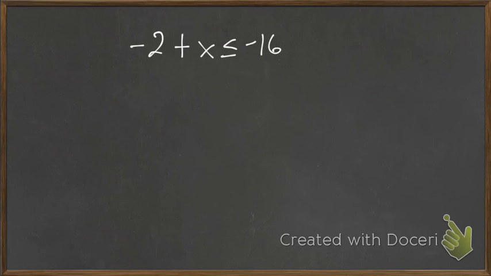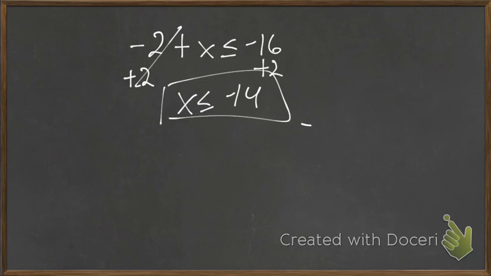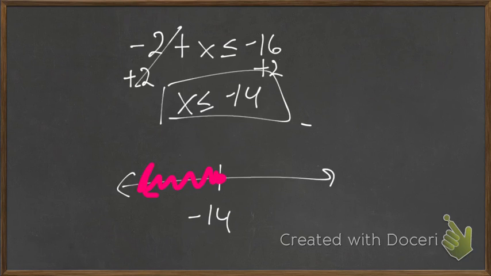How do I get rid of negative 2, friends? Add it. Plus 2. So x is less than or equal to negative 14. So on my number line, if this is negative 14, am I going to be open or closed? Help me out, guys. Less than or equal to, open or closed? Closed. Okay, left or right? Left. So negative 20 would be on there. Is negative 20 less than or equal to negative 14? Yes. We good.